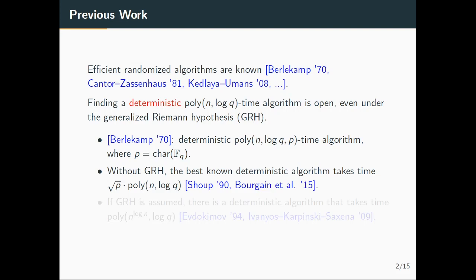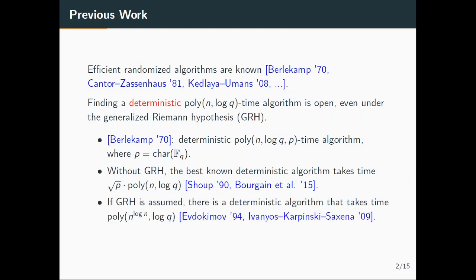And Shoup gave an algorithm that runs in deterministic time square root of p times poly(n, log q), and this algorithm was later slightly improved by Bérczes and other people. And again, this algorithm could take exponential time in the worst case. And believe it or not, this is already the best known time complexity that we know, unless you are willing to assume hypotheses like GRH.